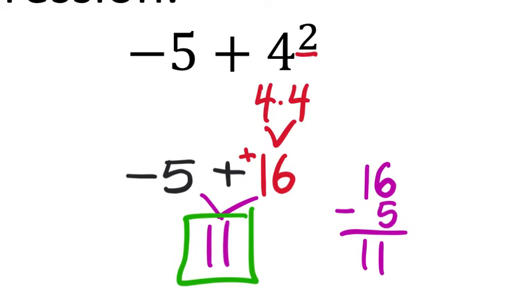In PEMDAS, or order of operations, we notice that multiplication comes right after exponents. It's just that exponents force that part of the multiplication to happen first. But yes, exponents are just simplified multiplication. It essentially ends up being the same thing.